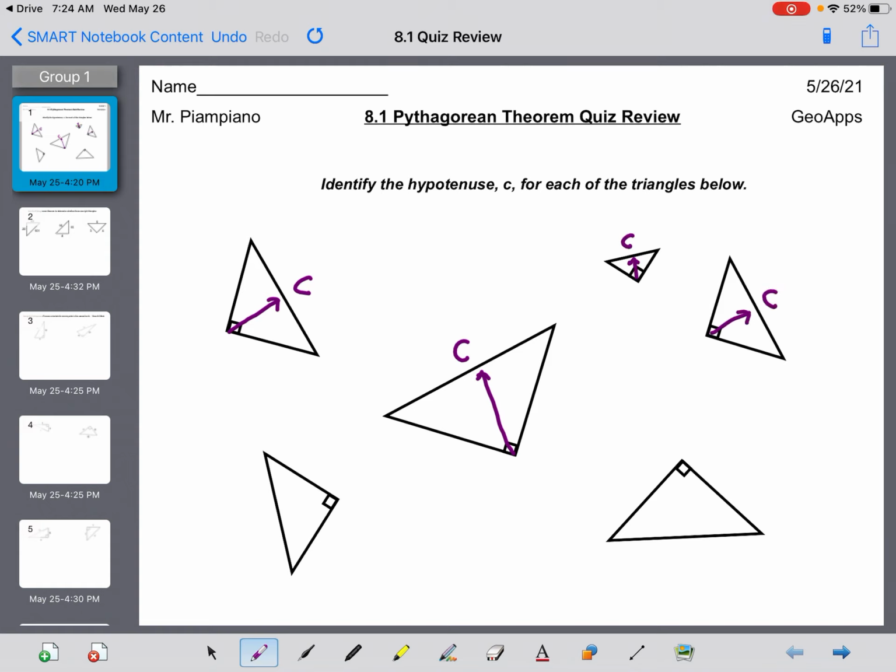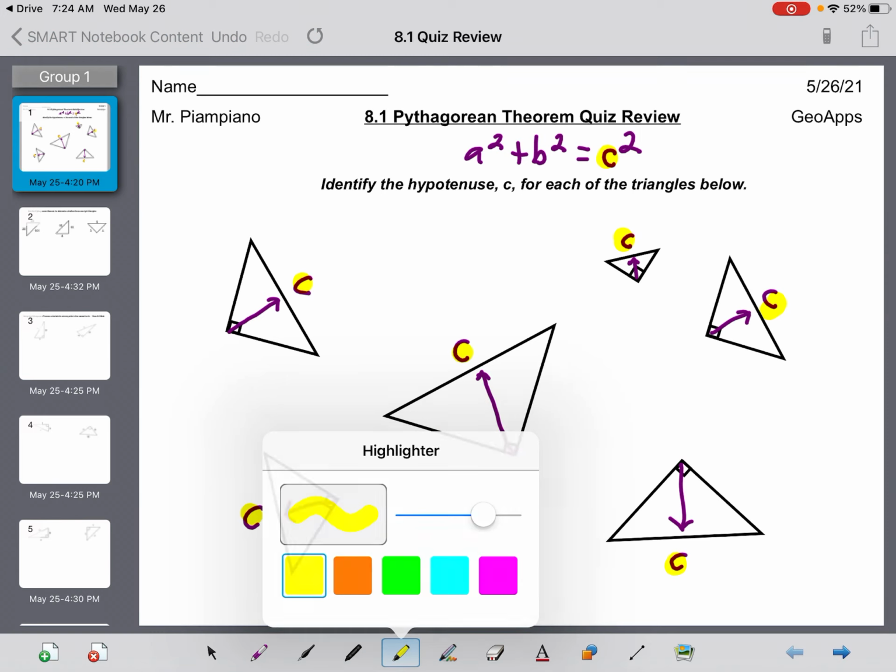Alright, we're going to follow a trend with all of these, and this should help you identify C for every problem moving forward. Remember for your Pythagorean theorem, we use a squared plus b squared equals c squared. C is the one by itself, so it's very important to know which side of the triangle it is. It's your longest side across from your 90-degree.